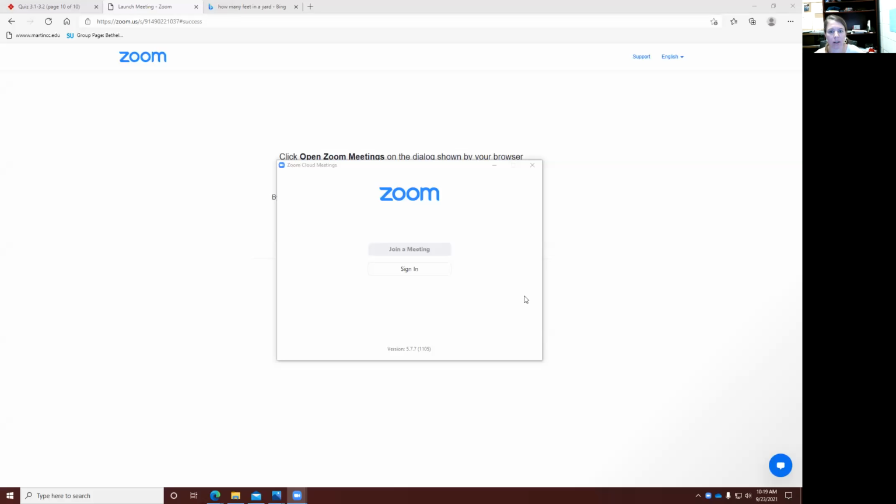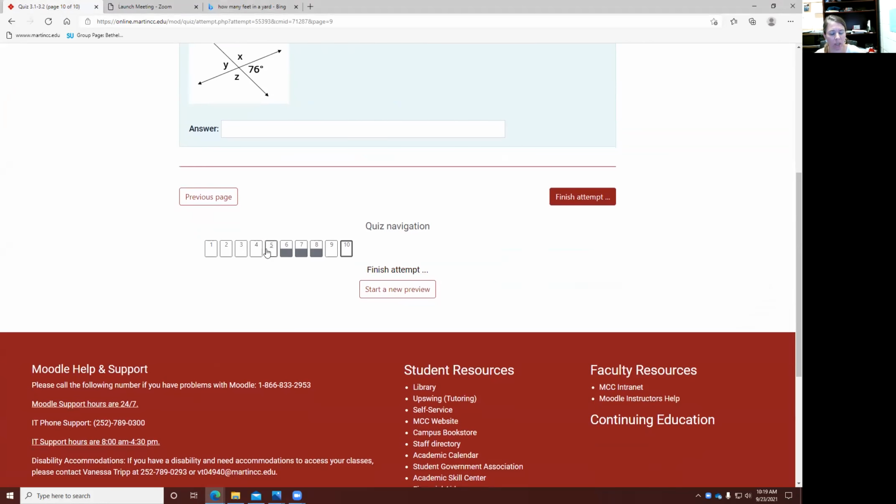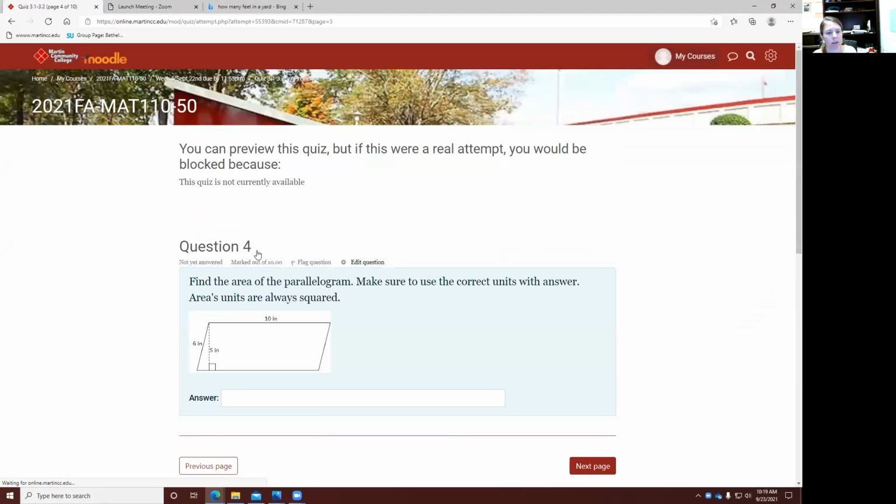Hey guys, I wanted to go over real quick some of the questions on the quiz that a lot of you guys had for 3.1 and 3.2. All right, so I'm going to share this page, and the ones that I had circled that a lot of you guys got wrong were questions 4, 6, 7, 8, and 10. So I'm going to go back to these and let's take a look at it.